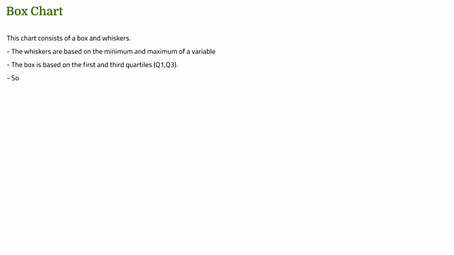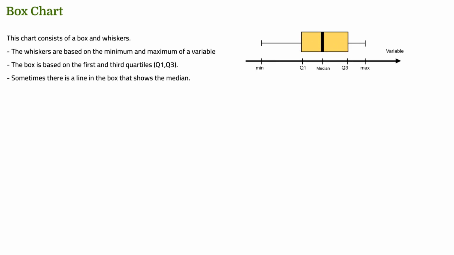This chart consists of a box and whiskers. The whiskers are based on the minimum and maximum of a variable. The box is based on the first and the third quartiles, Q1, Q3. Sometimes there is a line in the box that shows the median.